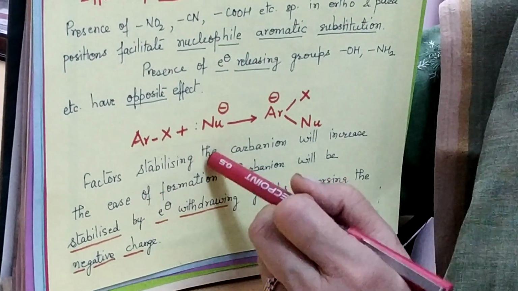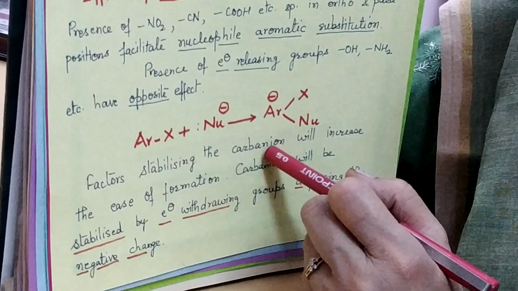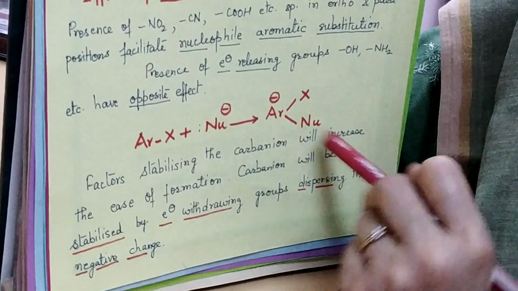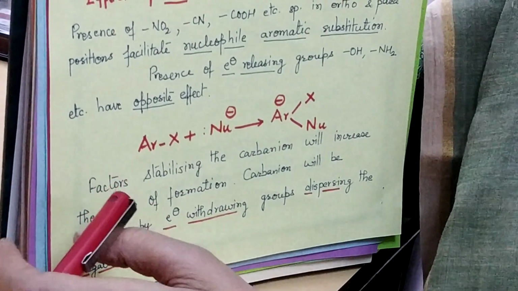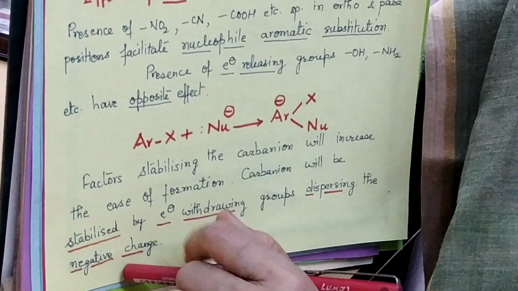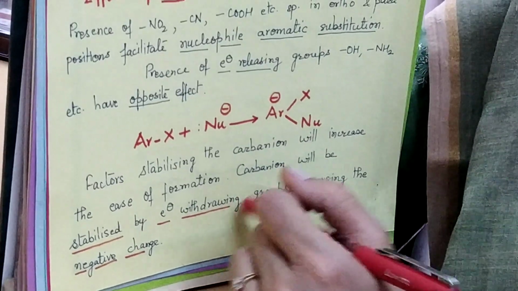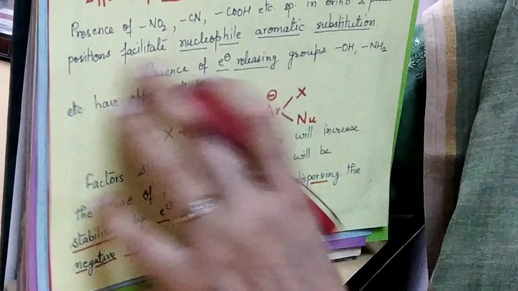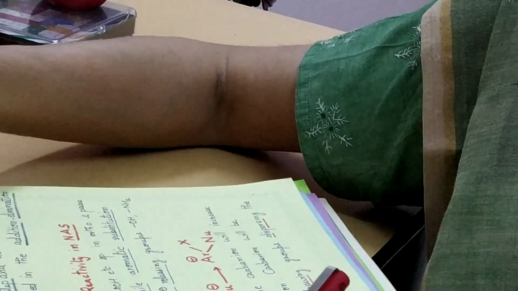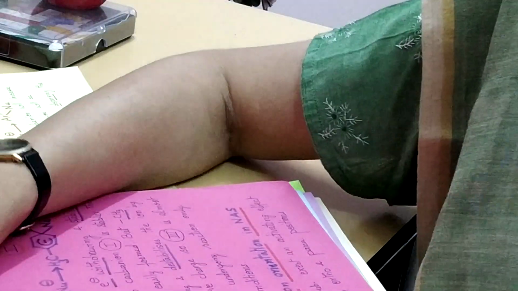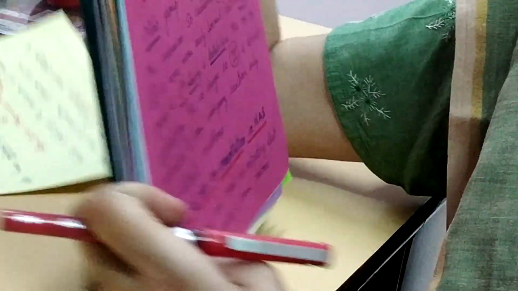Now the factors which stabilize this carbanion will increase the ease of formation of the carbanion. And the carbanion, of course, it's common logic, will be stabilized by electron withdrawing groups, because they will be dispersing the negative charge of the carbanion, and hence they will be stabilizing the intermediate carbanion. On the other hand, if electron releasing groups are there, they destabilize the carbanion by intensifying the negative charge present on the carbanion.